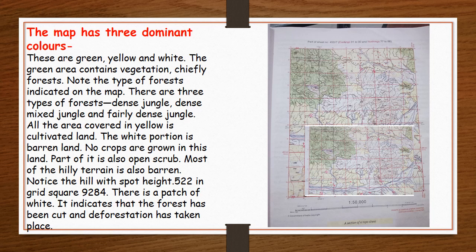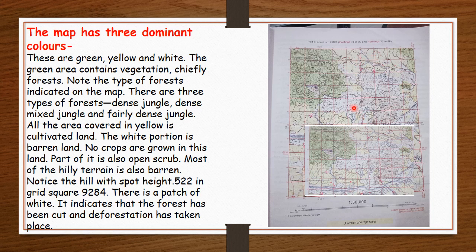Now, if you find over here the three dominant colors, as all of us know, that is green, yellow, and white. The green portion, if you see here on the topo sheet, indicates the forested area. That forested area includes the dense jungle, open jungle, right? And the yellow color indicates the cultivable land, right? Means here we can find the fertile soil or the crops are grown over here. Agricultural activity takes place very nicely in this region.